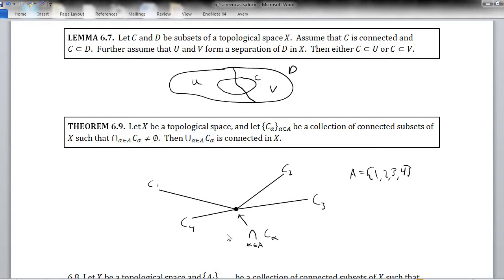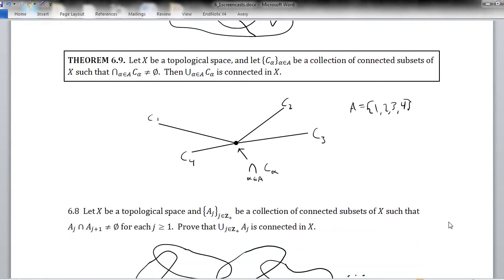So here's an illustration. I've just taken an index set A to have sort of 4 numbers in it, so we have a collection of 4 connected subsets of X. Each one of them individually is connected, and moreover, they all overlap at, in this case, just one point. It could be a much larger intersection if desired. And you end up with a connected subset when you take the union of all 4. Okay, so that's another nice theorem for proving things are connected.